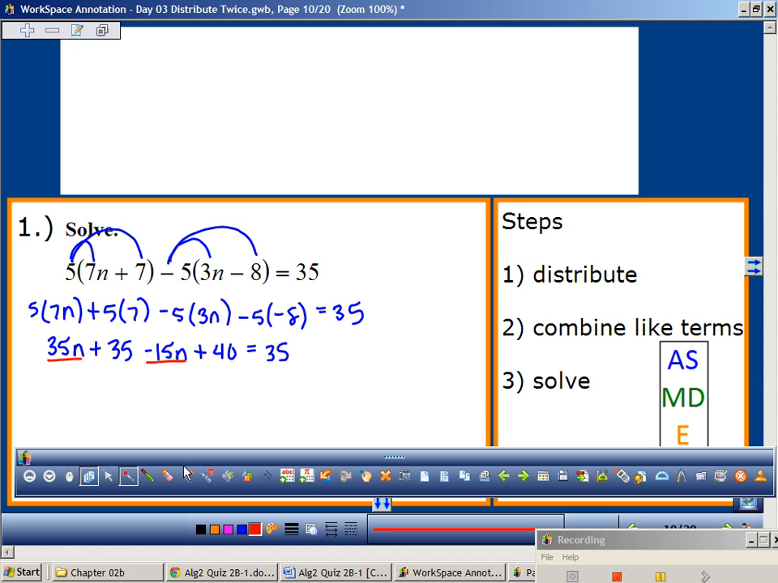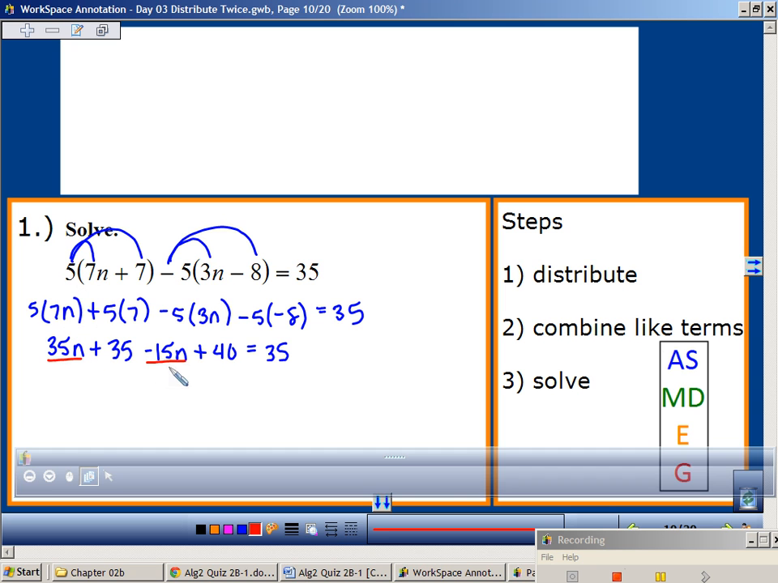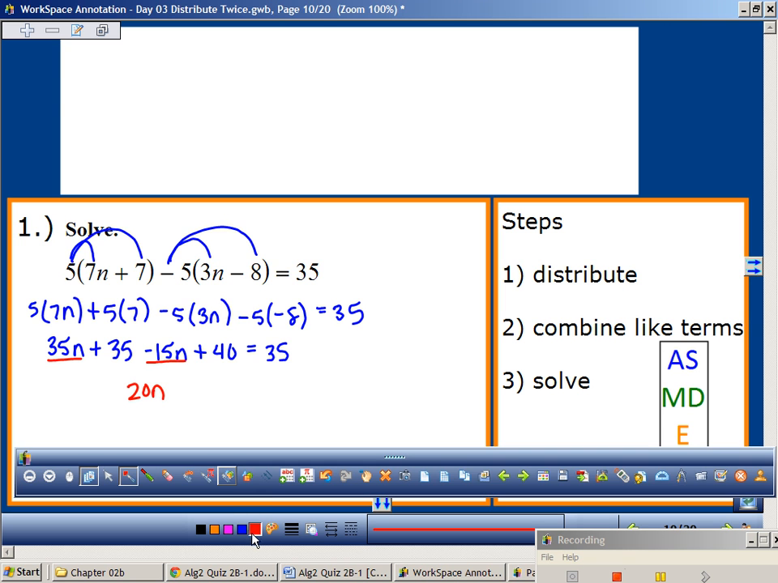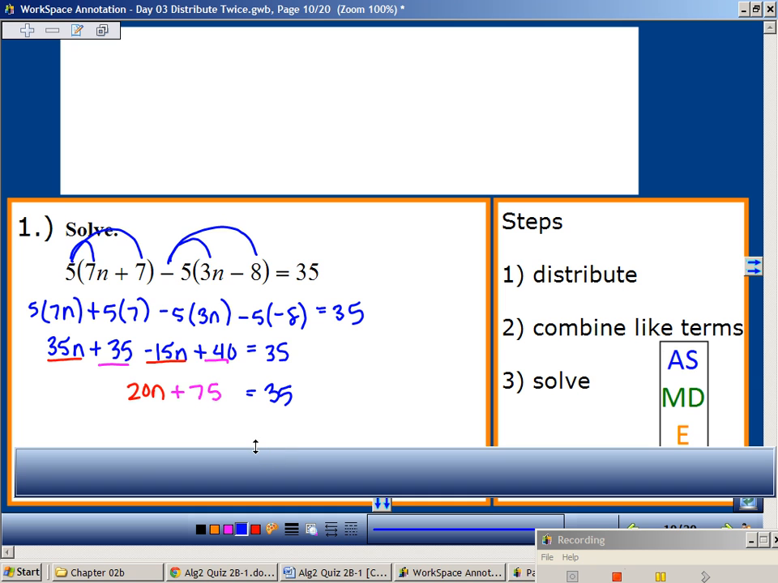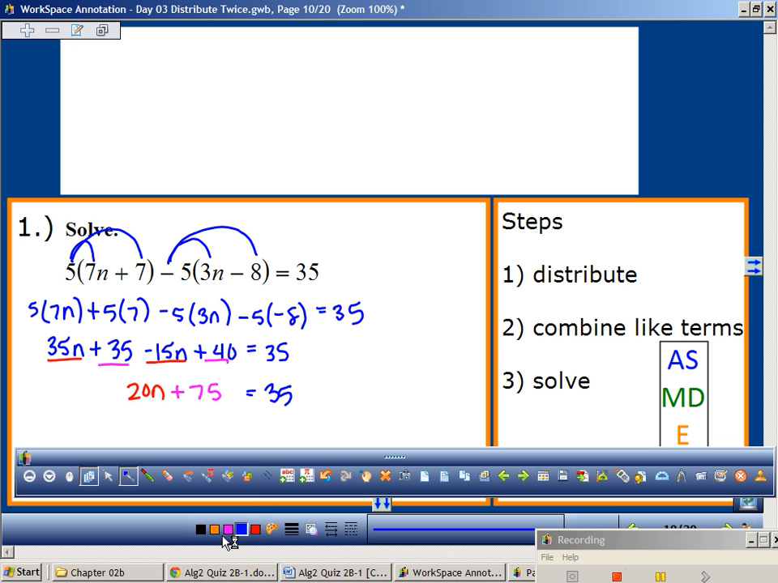I've got 35n and negative 15n. The difference between 35 and negative 15 is 20n. And 35 and 40 have the same sign, so I combine them to make 75 equals 35. Questions so far? Everybody good? I see some people erasing, catching their mistakes.